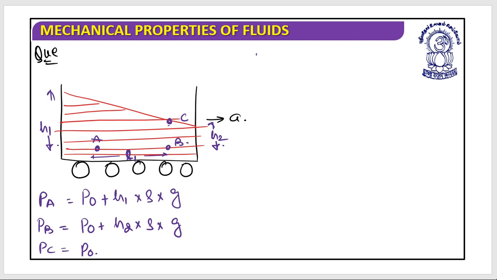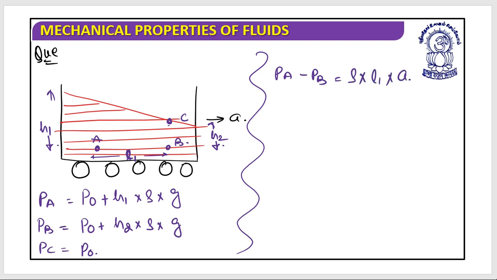Yes. Now let's suppose I have been asked the pressure at A minus pressure at B. What could I write? That could be written as density of liquid multiplied by the length between these two into A. I hope this is clear. Suppose I have been asked PB minus PC. That could be written as H2 into rho into G. I hope this is clear. Now one of the very important questions: if I have been asked PA minus PC, the pressure at A minus pressure at C.